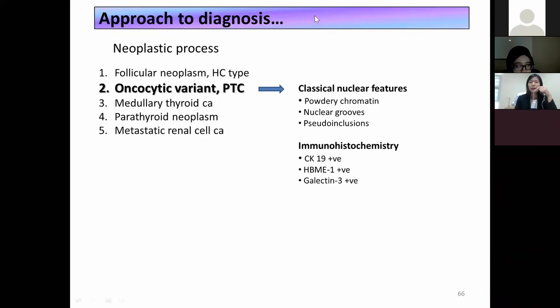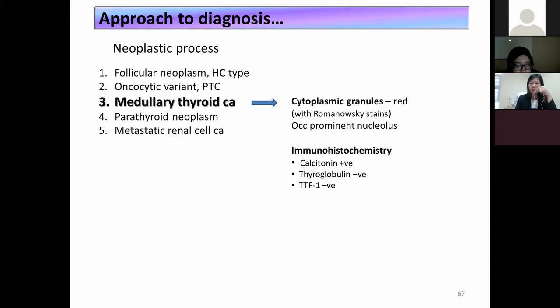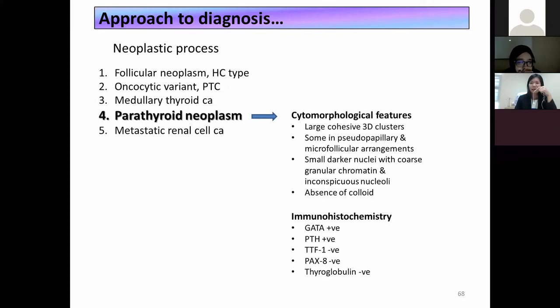Okay, so we'll go on quickly on this. Dealing with a PTC, you need to have the typical nuclear features of PTC, and immunohistochemistry like galectin-3 and CK19, which I usually do if I encounter a suspicion of PTC. MTC usually has red cytoplasmic granules, right? So I think there's a typo here. Usually they have rare prominent nucleoli, and a cell block is very helpful, you can proceed with immunohistochemistry. So you end your nightmares. You have a good diagnosis.